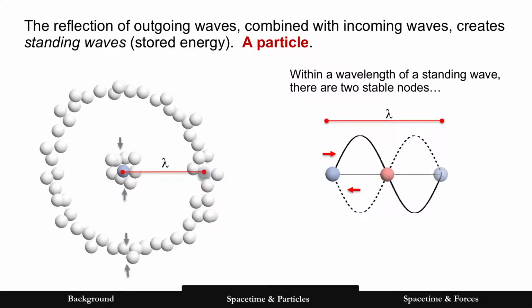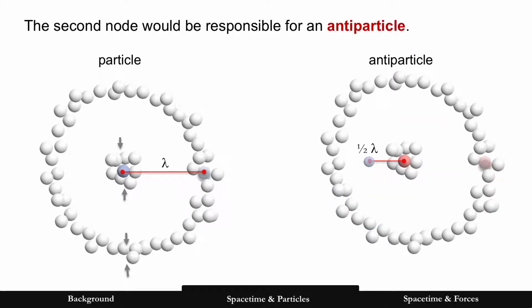Now, within a standing wavelength, so a standing wave with a wavelength, there are two stable nodes. Let's call them node 1 and node 2. And there are two types of particles: a particle and an antiparticle. And so the antiparticle would be a half wavelength on the wave separate from the particle.